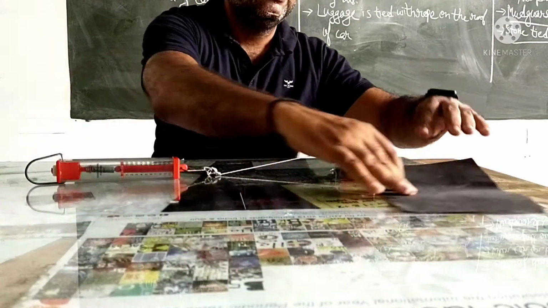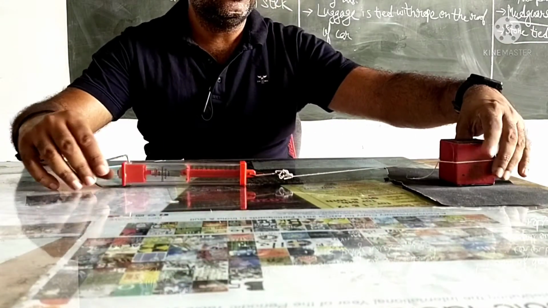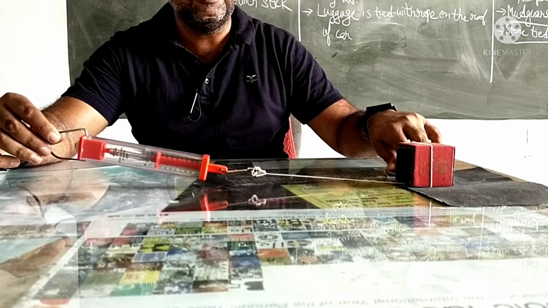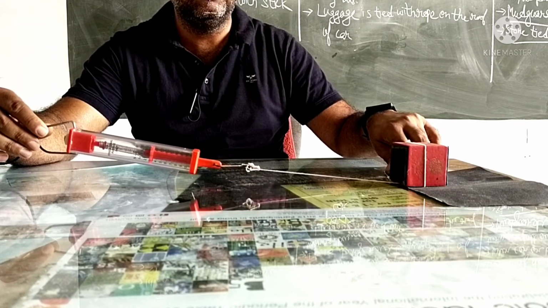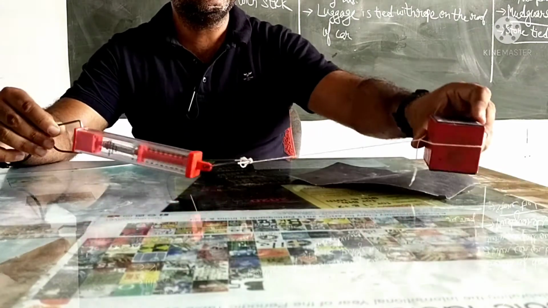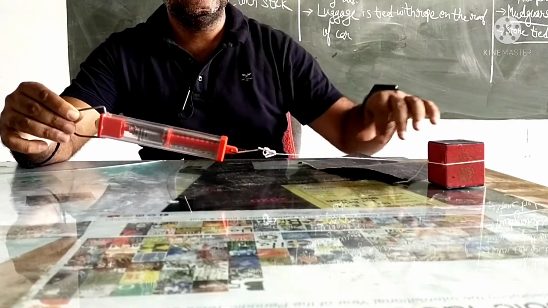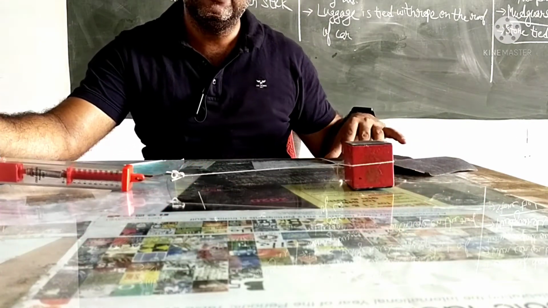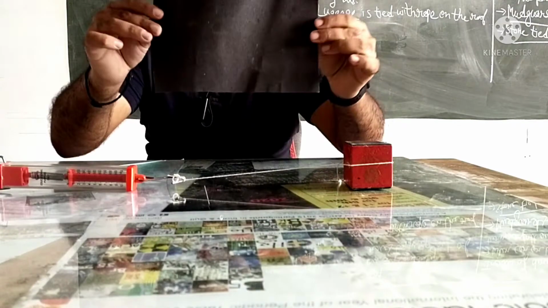Again I am doing this. This is the sandpaper. I am putting that box and trying to pull; it is not moving. Approximately 3 Newton force is required to move that box. Whereas if I use the glass and then pull it, only 1 Newton force is required to pull that box. So why does this happen?